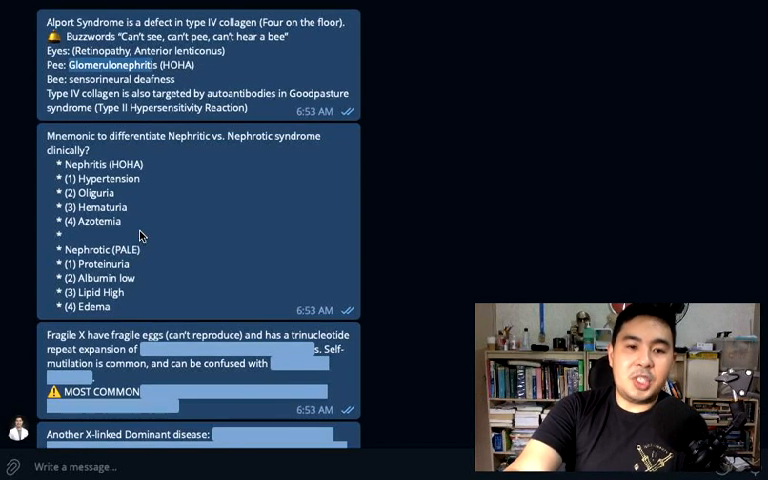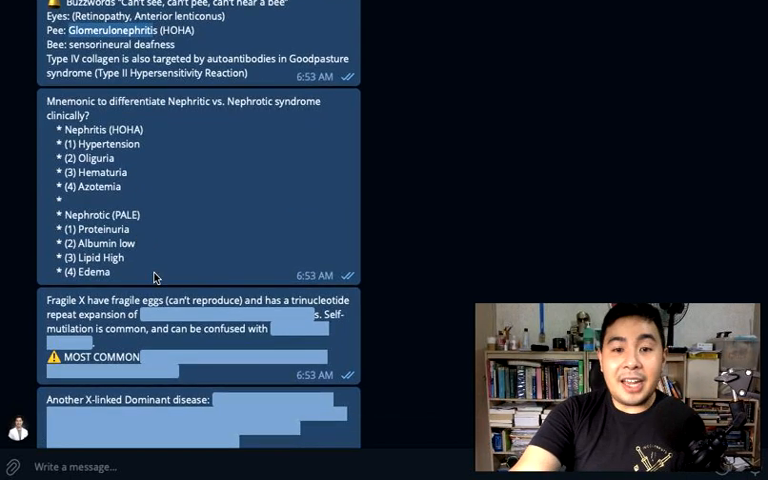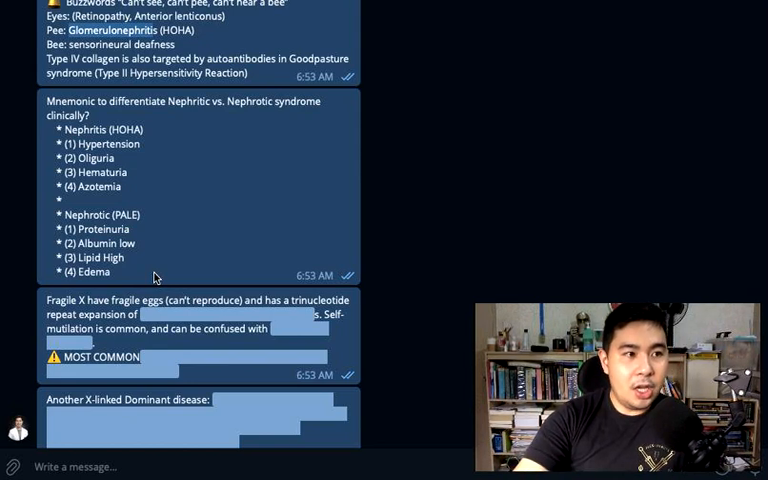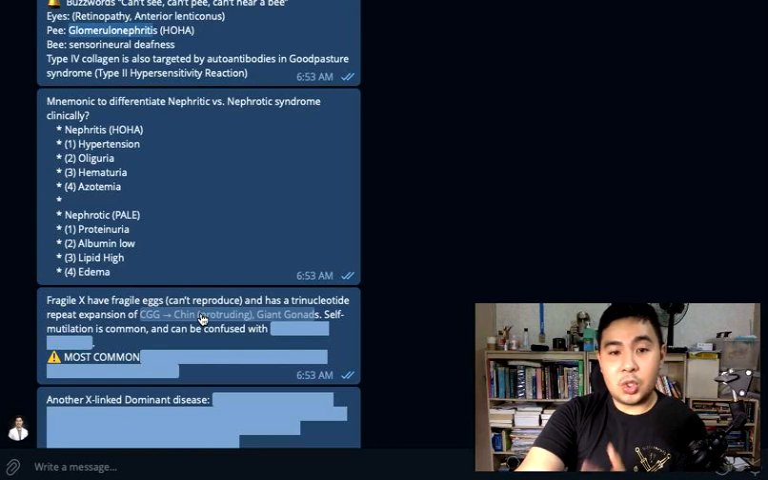Next disease on our list would be Fragile X. So Fragile X have fragile eggs because they can't reproduce. And this is actually a trinucleotide repeat expansion disorder. Okay, so what is the trinucleotide repeated? It would be CGG. And we can use that as a mnemonic to remember its clinical manifestation, which is shin protrusion and giant gonads. So Fragile X would have giant gonads as well.